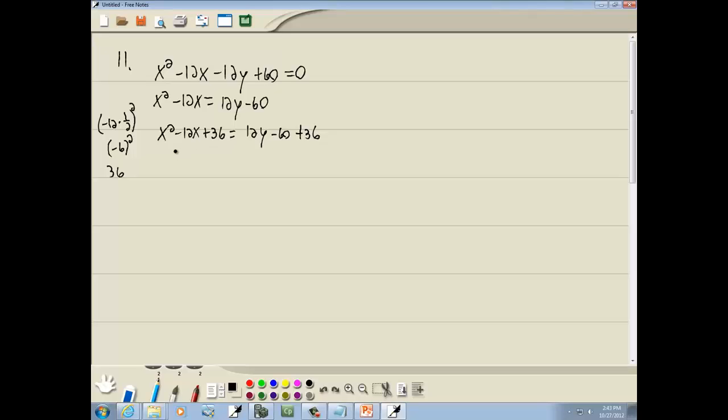Now this side factors over here as x minus 6 squared. Again, remember the little trick for that. Whatever number's right here, sign included, right before you square it, is always what goes right here. Negative 60 plus 36, what is that, 24? Yeah, minus 24. Now this one's good here. We need to have a parentheses before the y, so we always factor out the number that's before our y, which is 12.